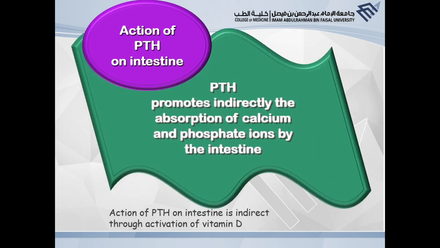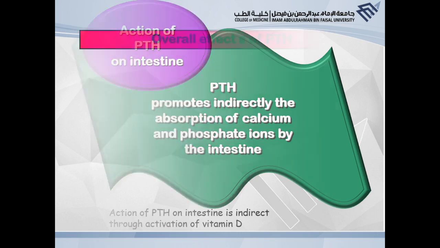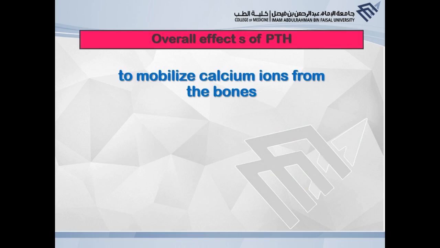And on the intestine, it will cause the absorption of calcium from the food, but this absorption of calcium as well as phosphate from the intestine is done indirectly by parathyroid hormone, because there are no parathyroid hormone receptors on the intestine. It is actually the vitamin D which will perform this function. And since for the activation of vitamin D you require parathyroid hormone, we say that this is an indirect function of parathyroid hormone. So what is the overall effect?